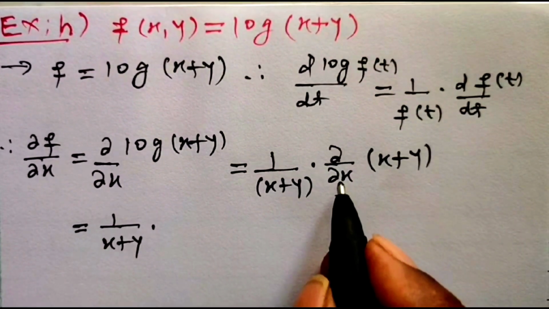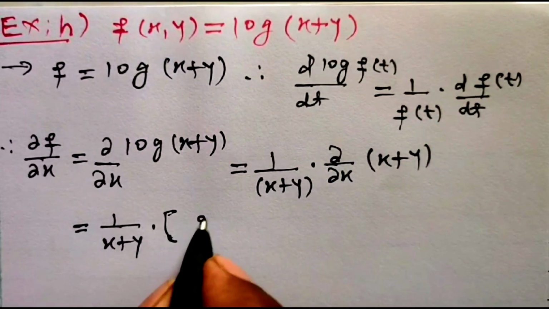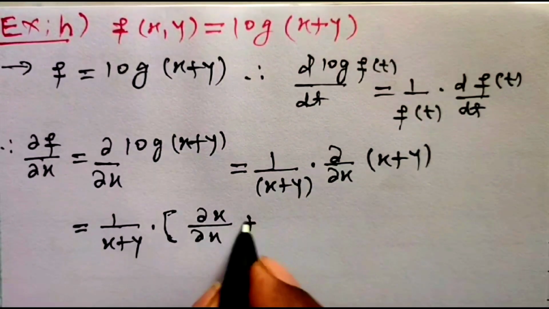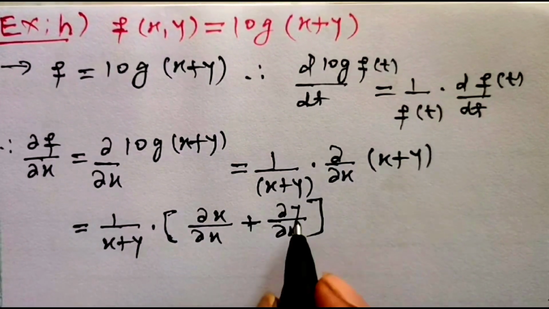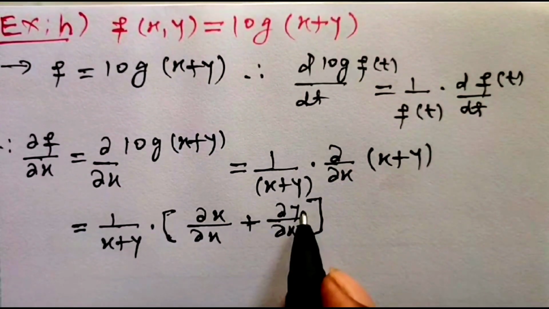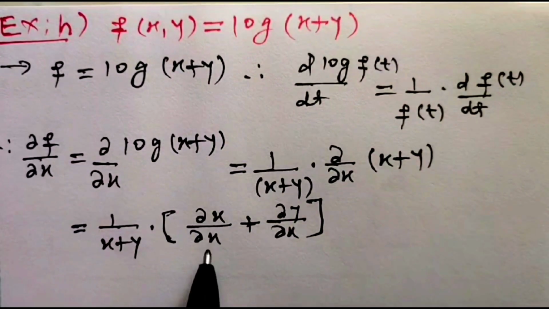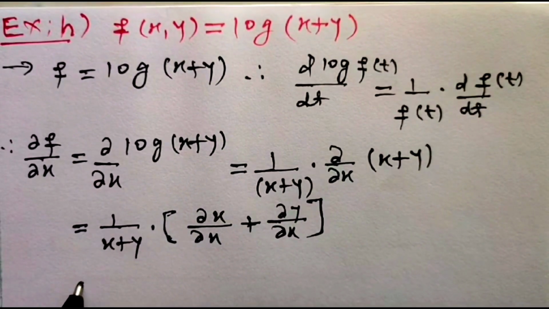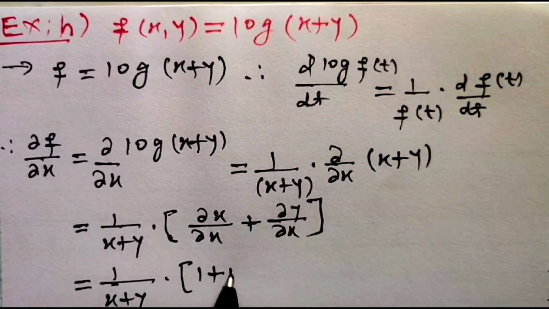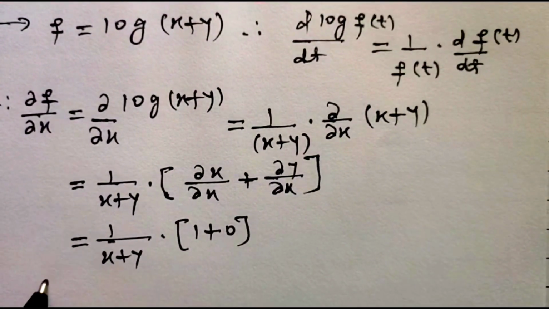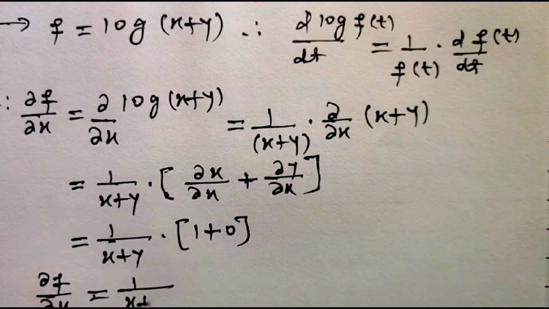And this is equal to 1 upon x plus y. You can take this partial differential operator inside this bracket. Partial derivative of x with respect to x plus partial derivative of y with respect to x. And you know, y is a constant term, so the derivative of a constant term is 0, and here the partial derivative of x with respect to x is 1. So this is equal to 1 upon x plus y, 1 plus 0. And finally, the partial derivative of f with respect to x is equal to 1 upon x plus y.